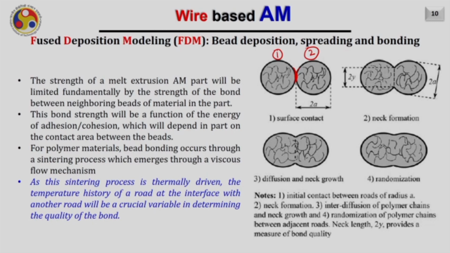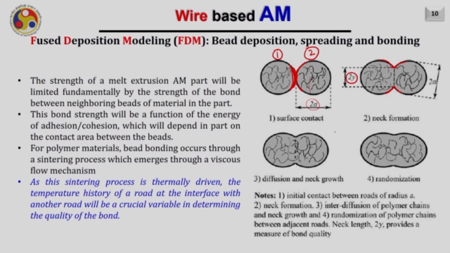So, what happens, for example, is this: this is the bead deposited. Initially, this is the bead cross section you are depositing for the second bead. Initially they will be in contact like you are seeing here, there will be only a surface contact, and this surface contact is, for example, of a radius a and diameter 2a. Then after some time the neck formation starts, this is the neck formation, and the diameter or length of this neck I am writing as 2y.